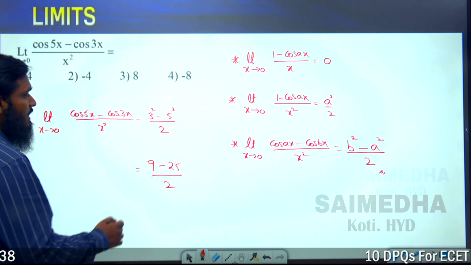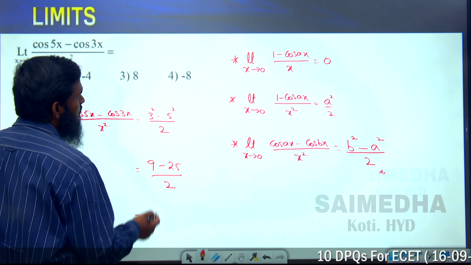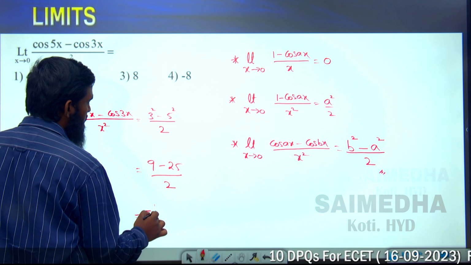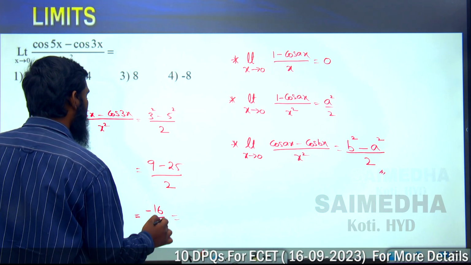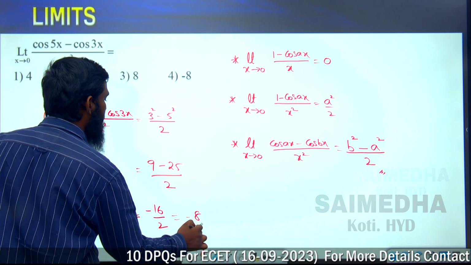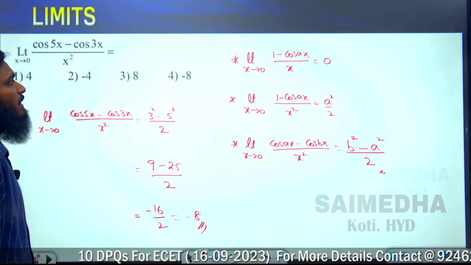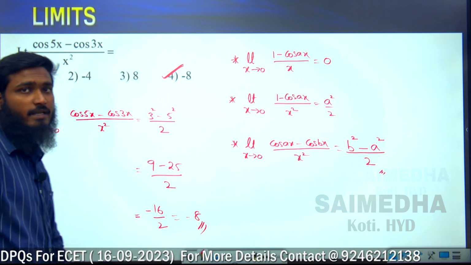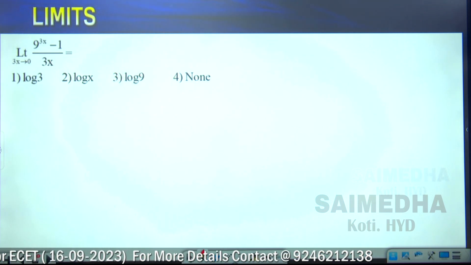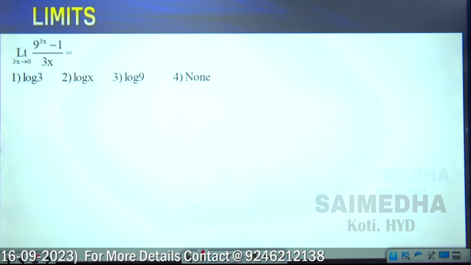So the answer we get is minus 16 divided by 2. Minus 16 divided by 2, the final answer is minus 8. So option 4 is correct. Minus 8. Don't make any mistakes in the plus or minus sign over here. Now let us go for the next question.